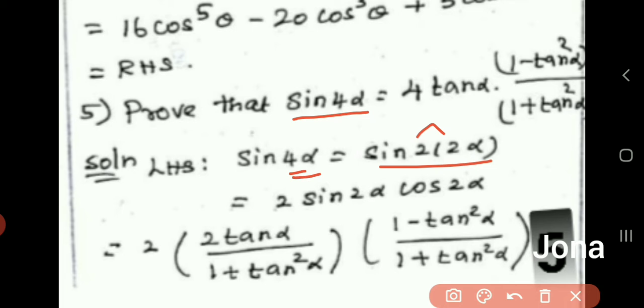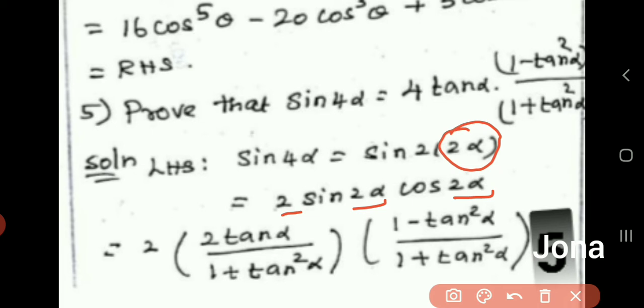Sin 2a, we have the trigonometrical identity 2 sin a cos a. In the place of a, here I have 2a. So I want to substitute 2 sin a cos a. In the place of a, we have 2 alpha. So I will have to substitute 2 into sin 2 alpha into cos 2 alpha.